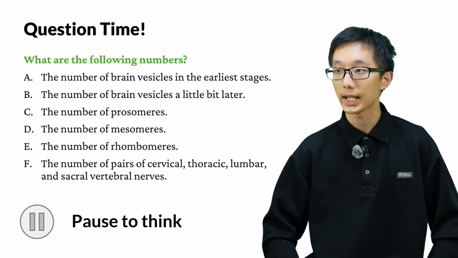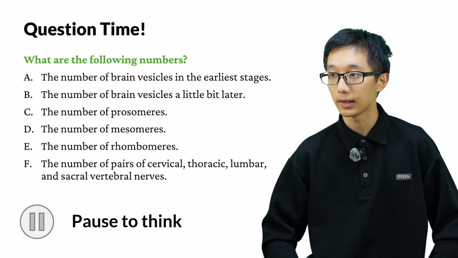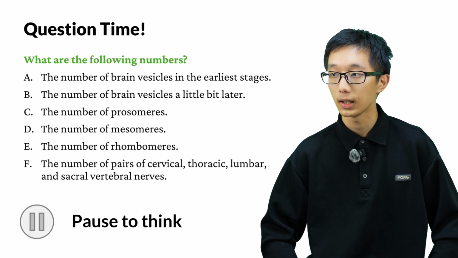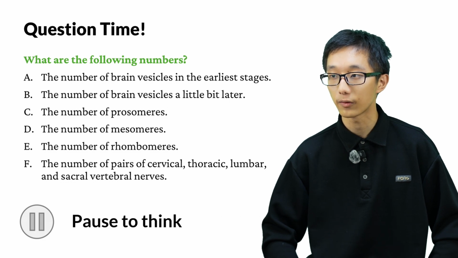That's almost all for today. So, a question time at the end. Try to state the following numbers. A. The number of brain vesicles in the earliest stages. B. A little bit later, how many brain vesicles are there? C, D, and E ask for the number of prosomeres, mesomeres, and rhombomeres. And F asks for the number of pairs of cervical, thoracic, lumbar, and sacral spinal nerves. Please take a moment to pause and think about them.